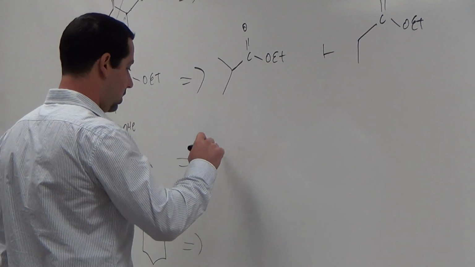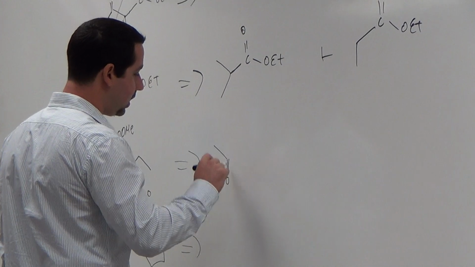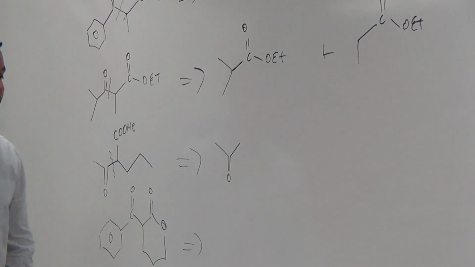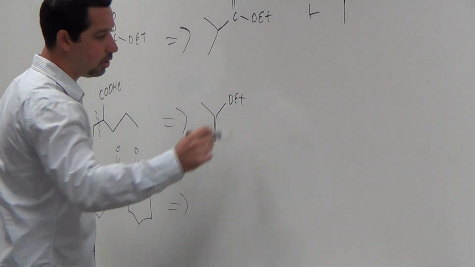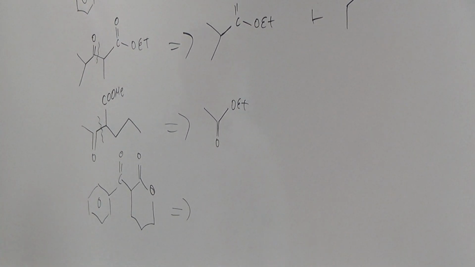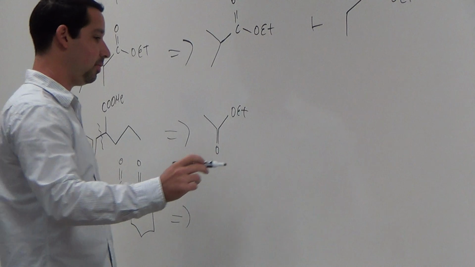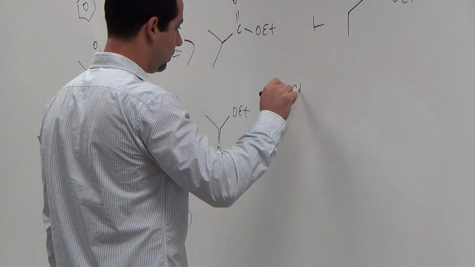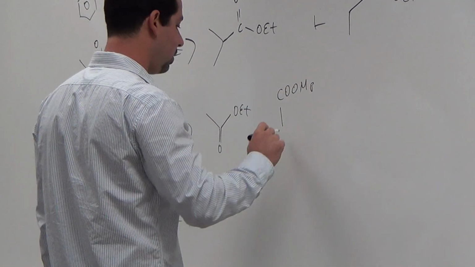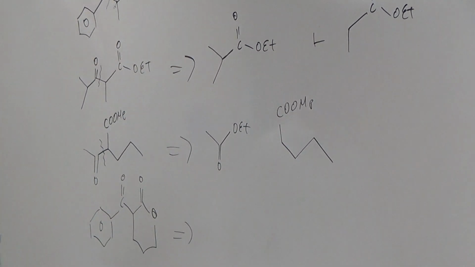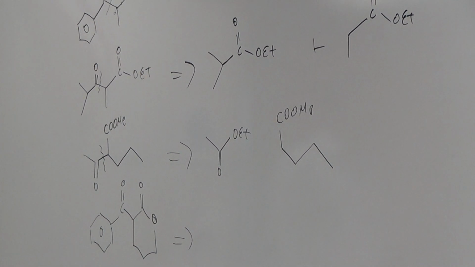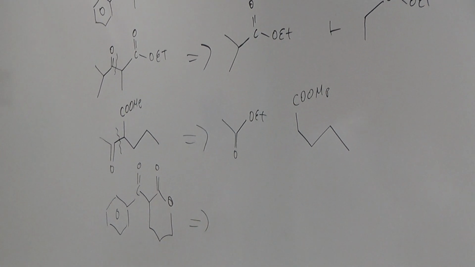So, I'm redrawing the same thing, yes? But instead of drawing it attached to the alpha carbon, I'm going to write what here? Ester. Okay? The rest of the stuff, I am redrawing it the way that it shows there. Okay? It might not look like that on the test, yes? But you have to understand what this is.